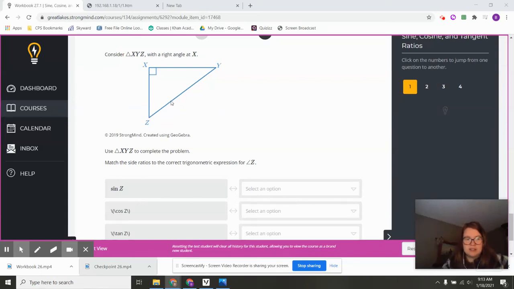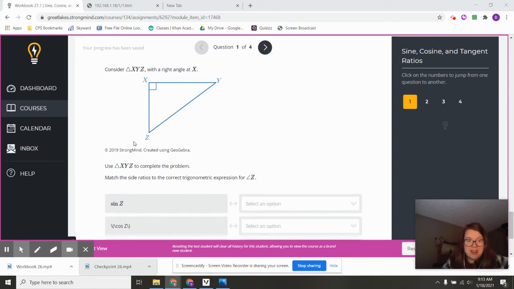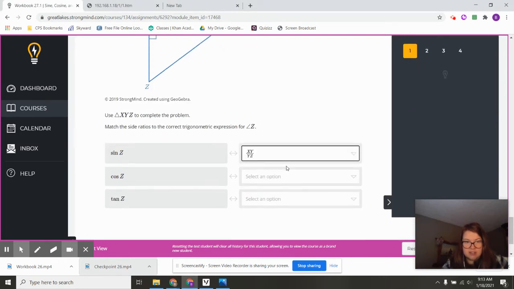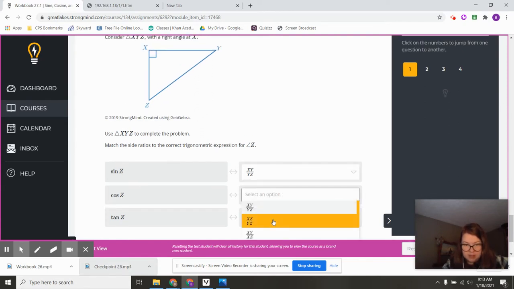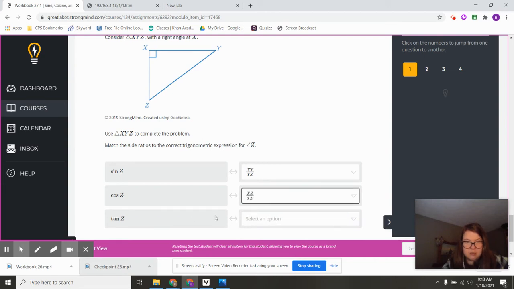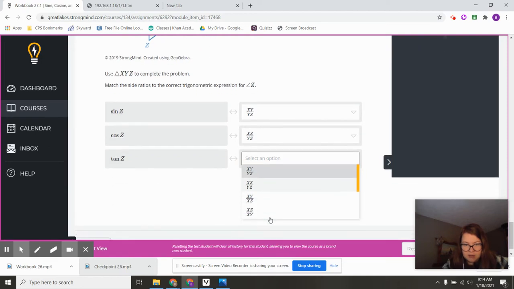Okay, so this is workbook 27, and I'm just going straight to the problems. The sine of z, so here's z, sine is the opposite over the hypotenuse. So it is xy over yz. And the cosine of z would be xz over yz, and then the tangent would be xy over xz. There we go.